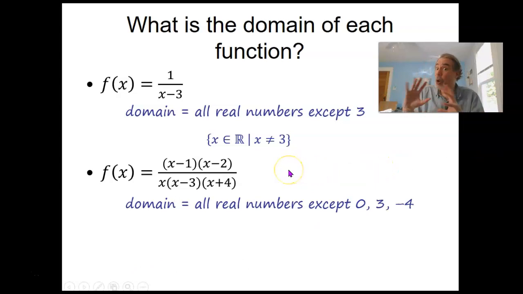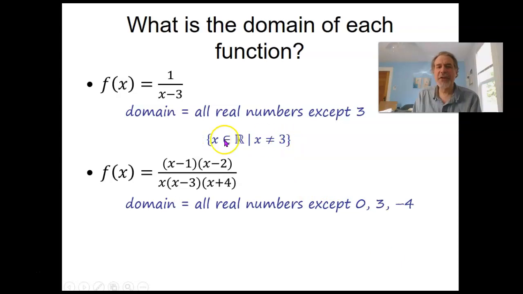Notice, by the way, that it's okay for the numerator to be 0. If we get a 0 on top, 0 divided by something else just comes out to be 0. That's okay. There's nothing wrong with that. It's just that we don't want the denominator to be 0, because if we have some other number divided by 0, that's undefined. So the domain here is all real numbers except 0, 3, and negative 4.